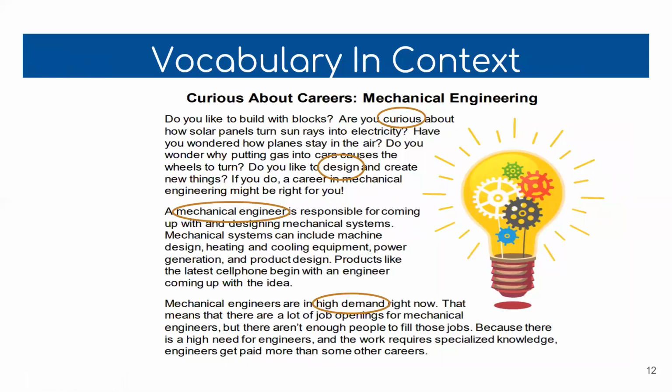Now, let's practice vocabulary and context, where we use synonyms, antonyms, direct definitions, examples, or a general sense to determine the meaning of unfamiliar words. First word, curious. Do you like to build with blocks? Are you curious about how solar panels turn rays into electricity? Have you wondered how planes stay in the air?